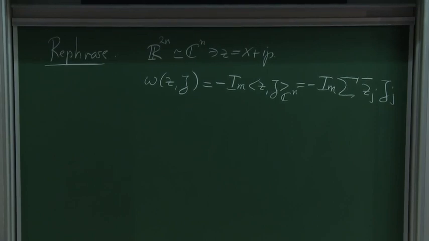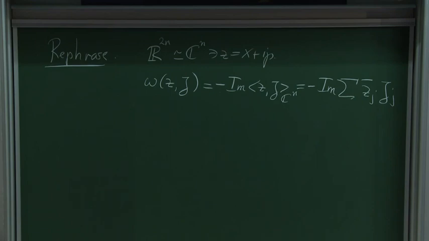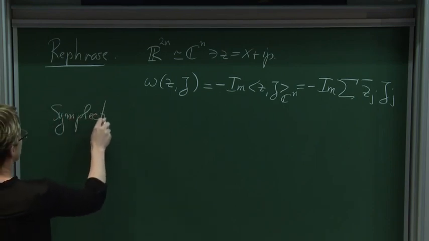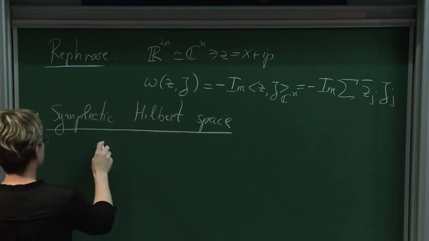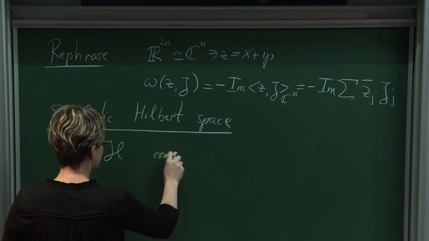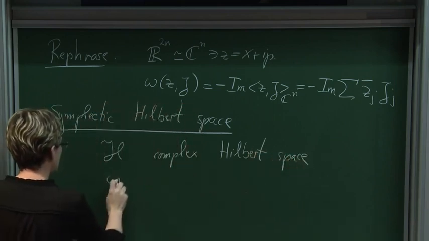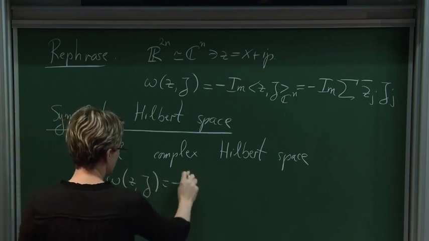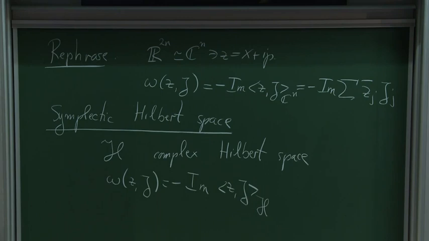Now, the advantage of rephrasing the canonical example in this way is that it easily generalizes to a symplectic Hilbert space. Okay, so what is a symplectic Hilbert space? This is a Hilbert space H, which is a complex Hilbert space, endowed with a symplectic form, defined via minus the imaginary part of the inner product between z and zeta, where now the inner product is in H. Okay? This is the setting in which the nonlinear Schrödinger equation can be seen to be Hamiltonian, with the underlying symplectic Hilbert space being L2. Okay? I will tell you more about that soon.